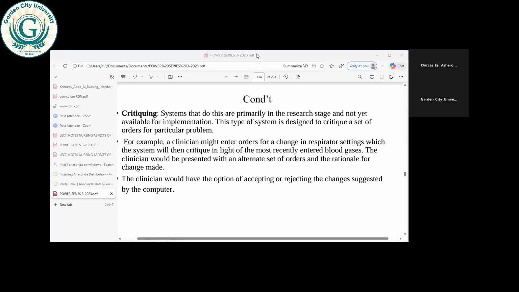Now, let me cite a typical example of a critiquing system based on certain predefined rules, just to make us appreciate this concept better, even though it is still in the developmental stage.